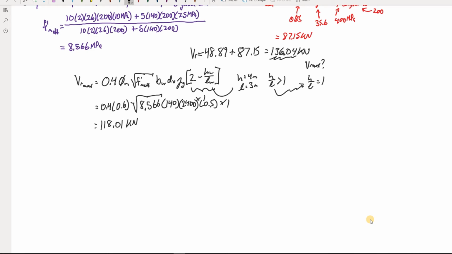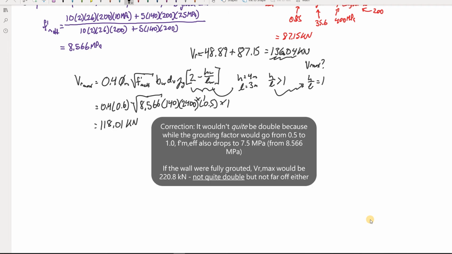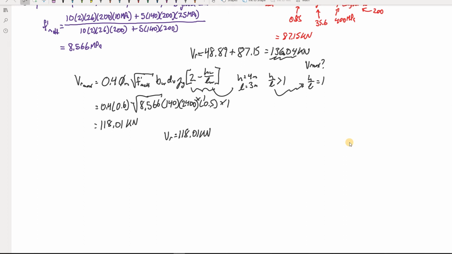One quick thing to point out, you'll notice there's no area of steel here. It's basically just a maximum that we can count on from just the masonry. Had this wall been fully grouted, obviously this capacity would be double. A lot of times when you have walls that are partially grouted, especially with a lower strength masonry, you don't really get a lot of benefit from adding steel. In this case, since this is smaller than that 136.04, we can conclude that V_R is equal to that 118.01 kilonewtons.